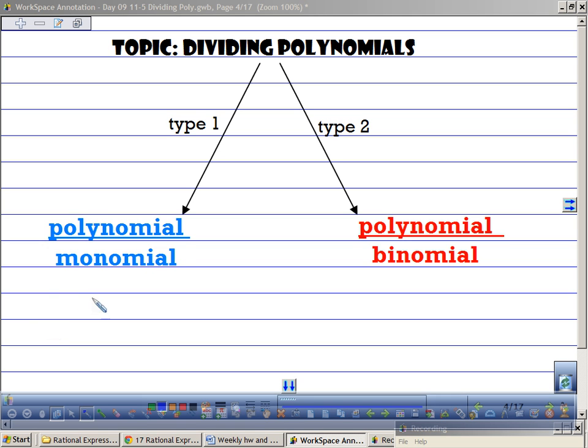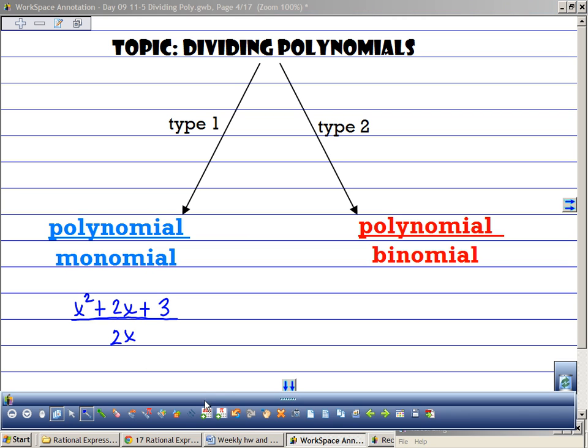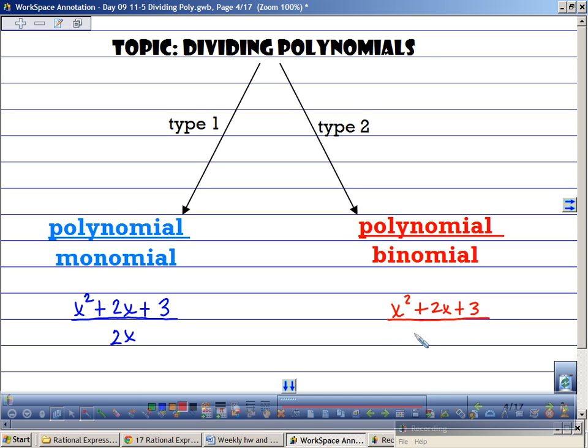Give me x squared plus 2, that's a binomial. How about x squared plus 2x plus 3? There's a polynomial, divided by a monomial, which would be just like 2x. Over here, let's use the same polynomial for the numerator, x squared plus 2x plus 3, and divide it by a binomial, like 2x plus 3. Well, 2x plus 3x is 5x. How about 2x plus 3? Because you can't add those together.